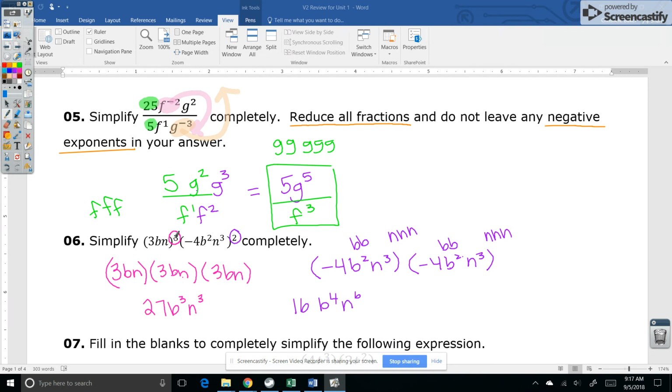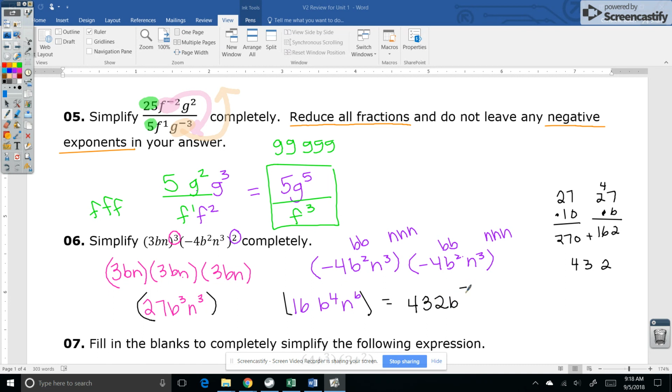Now, from the beginning of the problem, we see these parentheses around them. So that means that there's still parentheses and we're still multiplying. 27 times 16. I'm going to do 27 times 10. And I'm going to do 27 times 6. I'm going to add those together. Okay. 432, b to the 7th power, n to the 9th power.